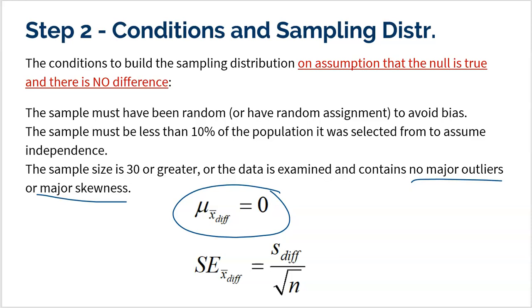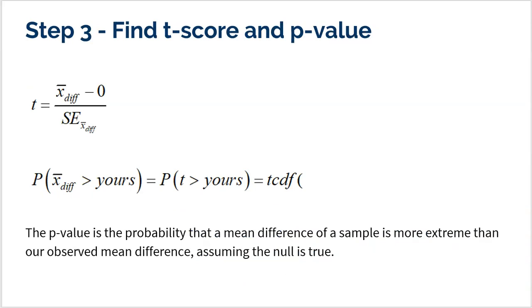And then the standard error of that sampling distribution is going to be taking the standard deviation of our sample, the standard deviation of our differences, divided by the square root of n. Now remember, there's really only one sample, so the degrees of freedom, df, is going to be your sample size minus 1 still, so that way we know which t-model to use. All right, step 3 is finding the t-score and the p-value.